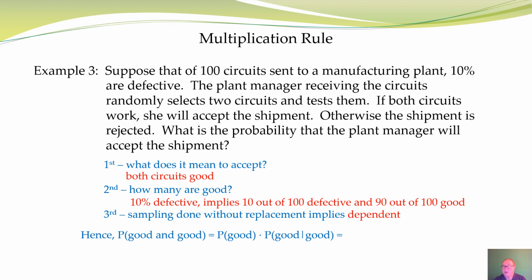So hence, what am I looking for? I'm looking for the probability good and good. The first one's good, the second one's good. So the probability of good times the probability of good given the first one was good. So that's going to be 90 over 100 times 89 over 99. Because the first one was good, that's 1 less good, 1 less circuit. And we multiply it out, you get 0.809090909.